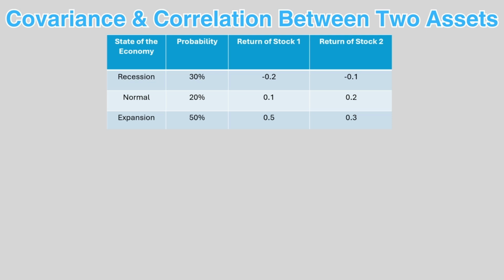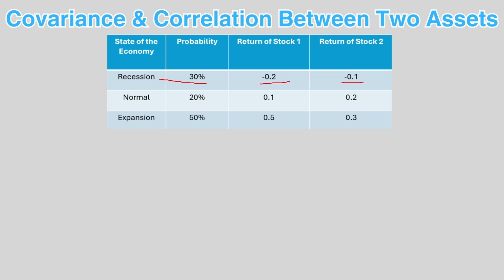As we can see, a recession has a 30% probability of occurring, and stock 1 is going to return negative 20% or negative 0.2 in a recession state, and stock 2 is going to return negative 10% or negative 0.1 in the recession state of the economy, which again has a 30% chance of occurring.